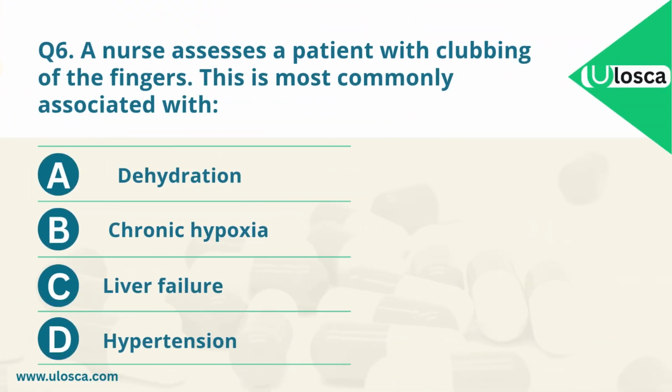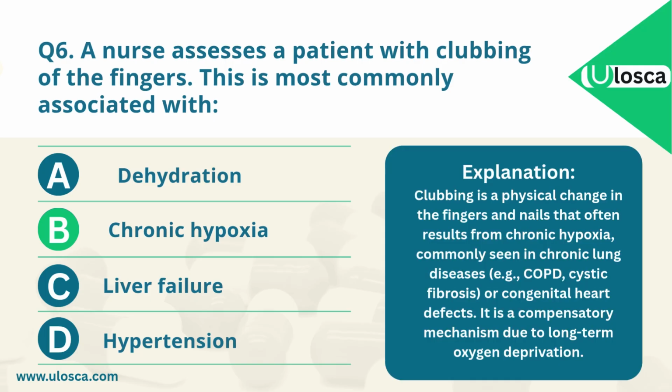The correct answer is B. Chronic hypoxia. Explanation. Clubbing is a physical change in the fingers and nails that often results from chronic hypoxia, commonly seen in chronic lung diseases or congenital heart defects. It is a compensatory mechanism due to long-term oxygen deprivation.